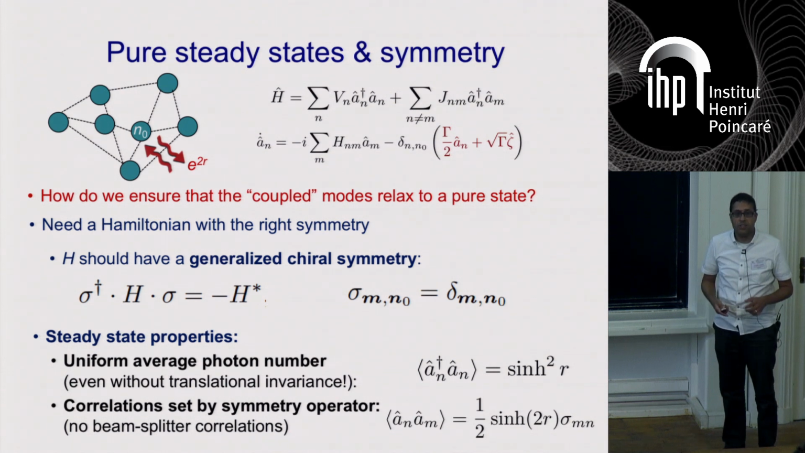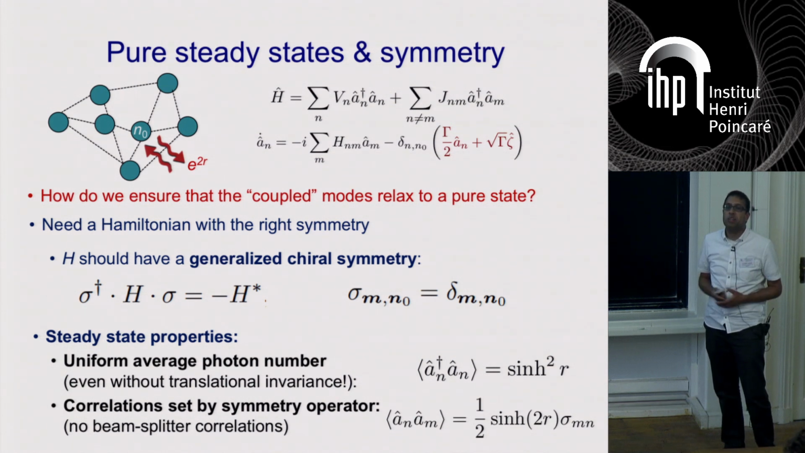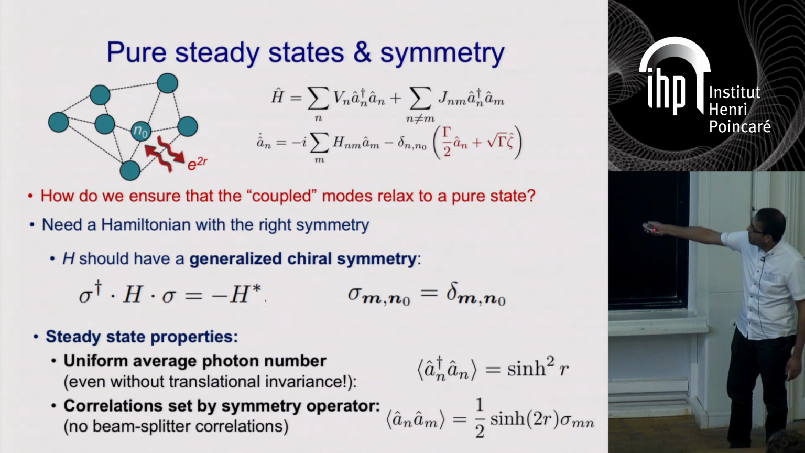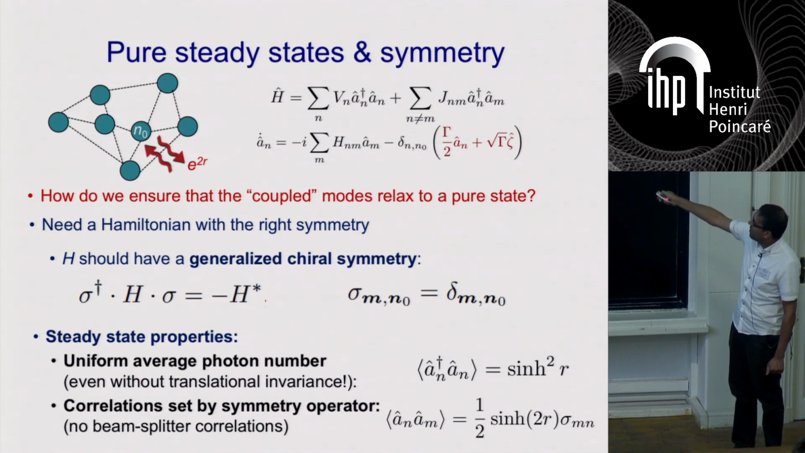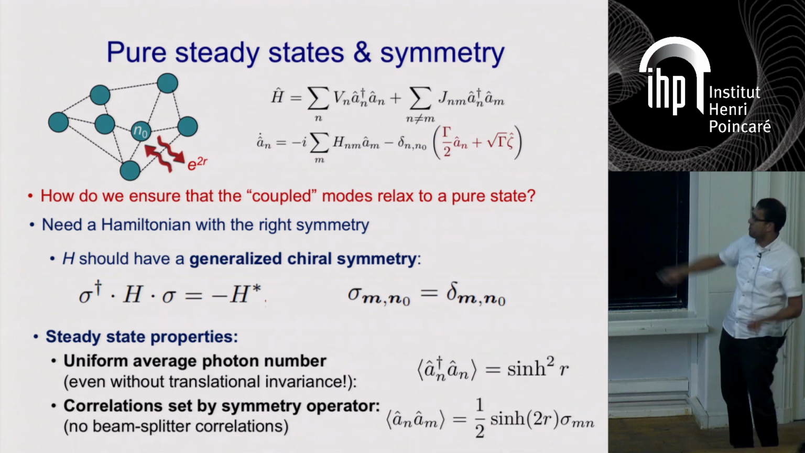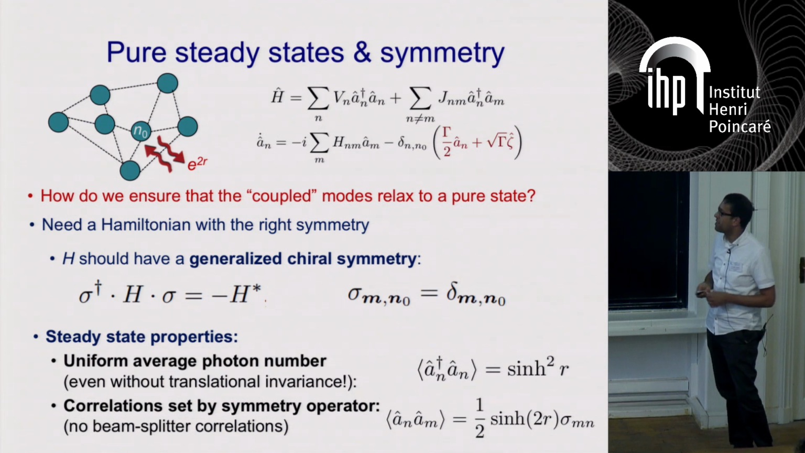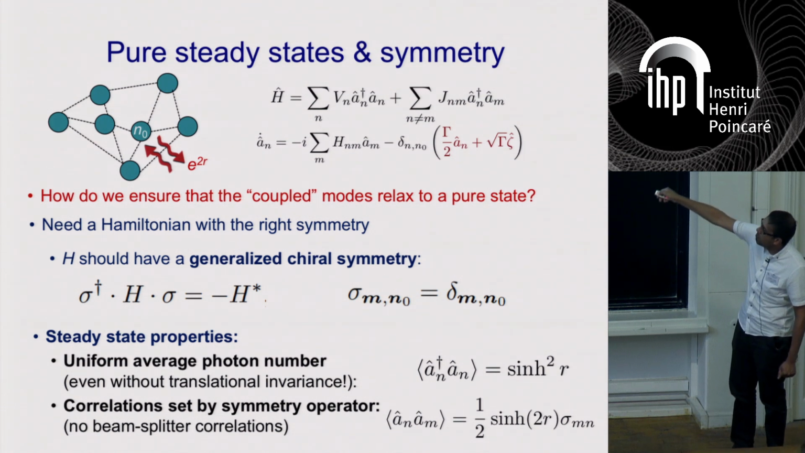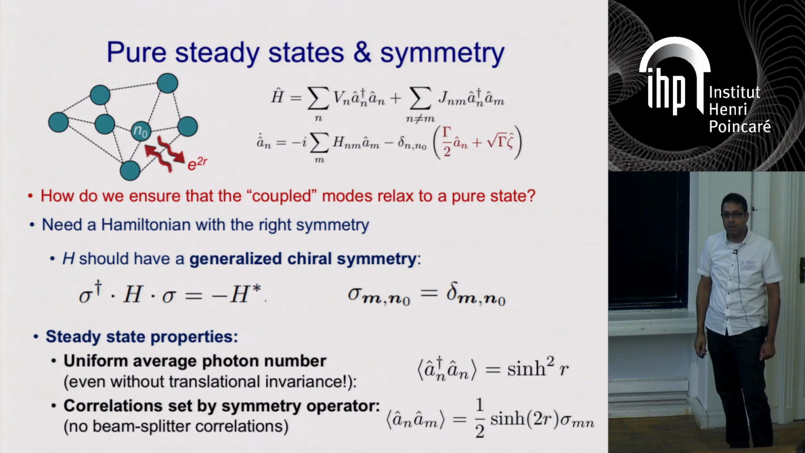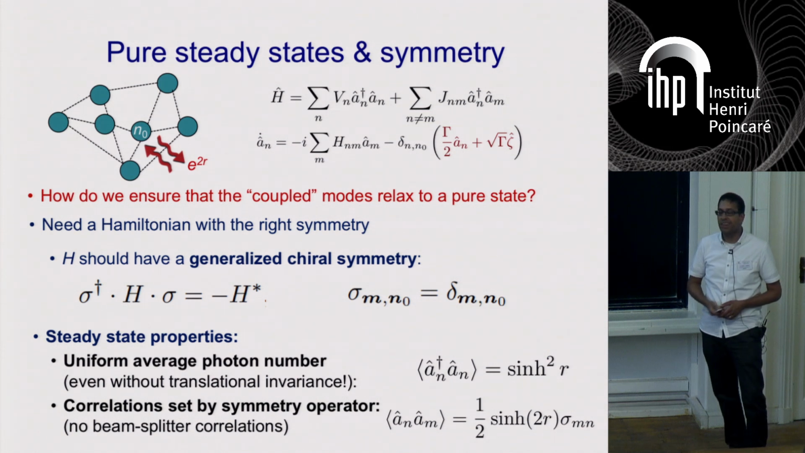And then what about the correlations, right? The thing that tells me, hey, there might be something non-classical about this state. The only correlations that are non-zero are these two-mode squeezing correlations, so a product of two lowering operators. And what determines that? Well, again, it's set by how much squeezing you have. Clearly, if you have no squeezing, there's no correlations, there's no photons. But then, what is this correlation matrix? It's just the same matrix that generates your symmetry. Okay, so once you've constructed a Hamiltonian that has this chiral symmetry, and once you decide how much squeezing you're going to couple to, that really dictates the properties of the steady state.